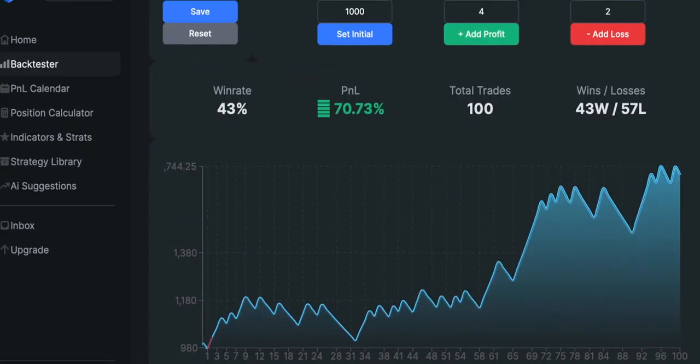Okay, so we finally finished our backtesting and the results are pretty good. We increased our account size by 70.73%. Our win rate is 43%, which is not that bad for such a risk to reward ratio.